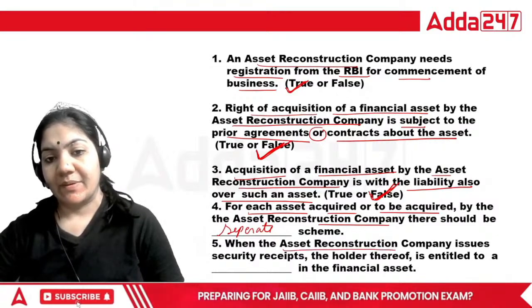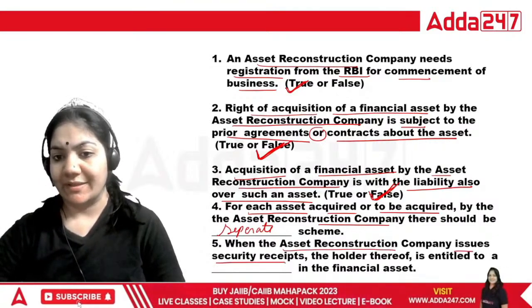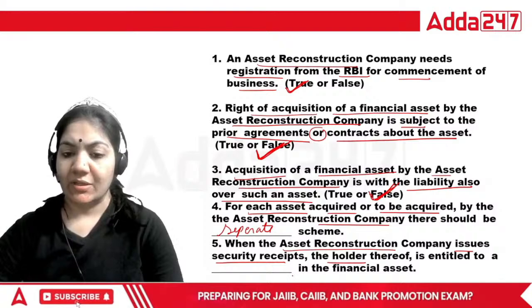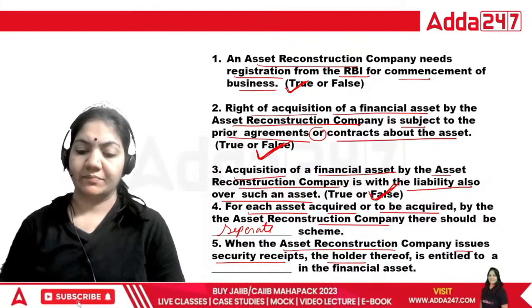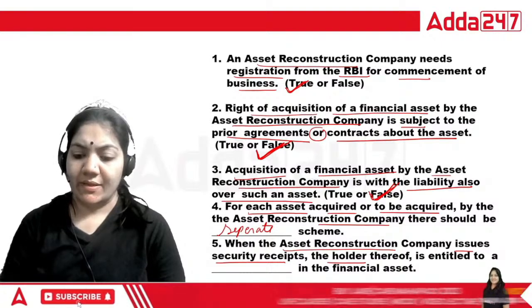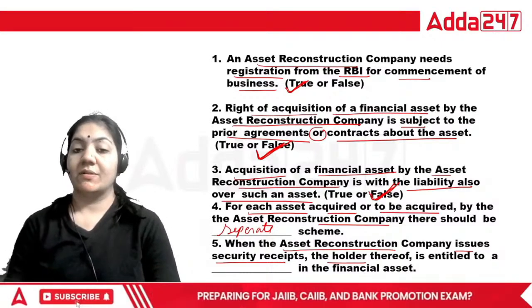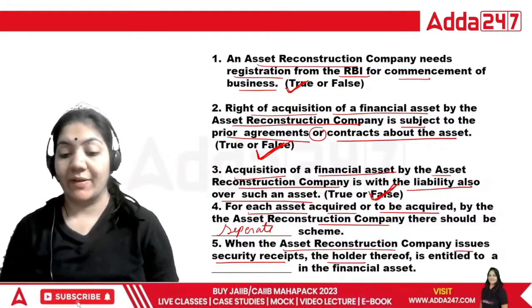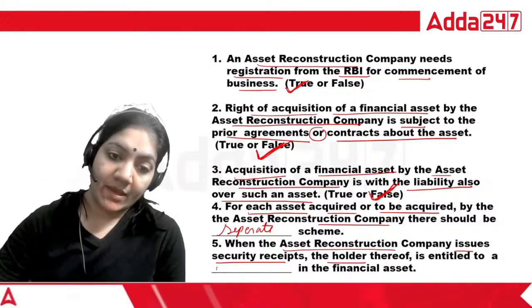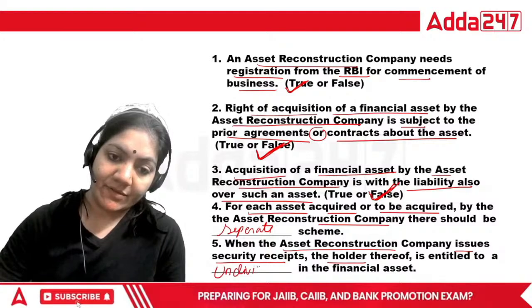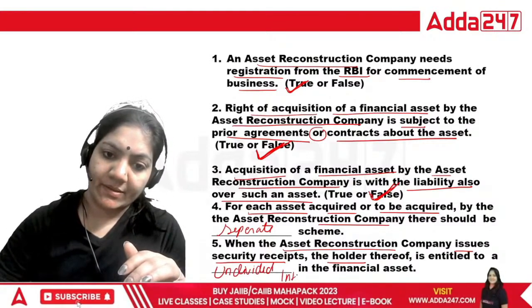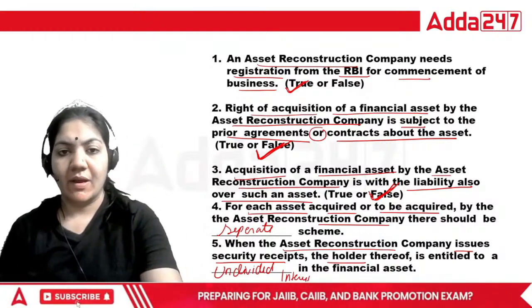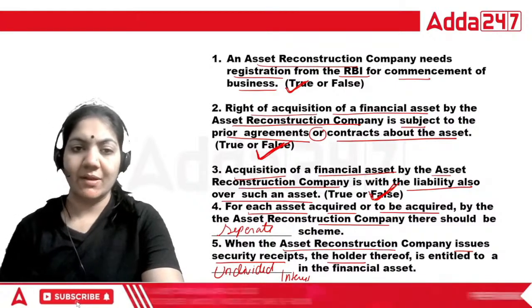When ARC company issues a security receipt, the holder is entitled to a dash in the financial assets. When ARC company issues the security receipt to the qualified buyer, the holder is entitled to a dash in the financial assets. You have to remember this: undivided interest. That is the undivided interest in this one. So fifth, undivided interest will be the right answer. So these are the things that you have to remember.